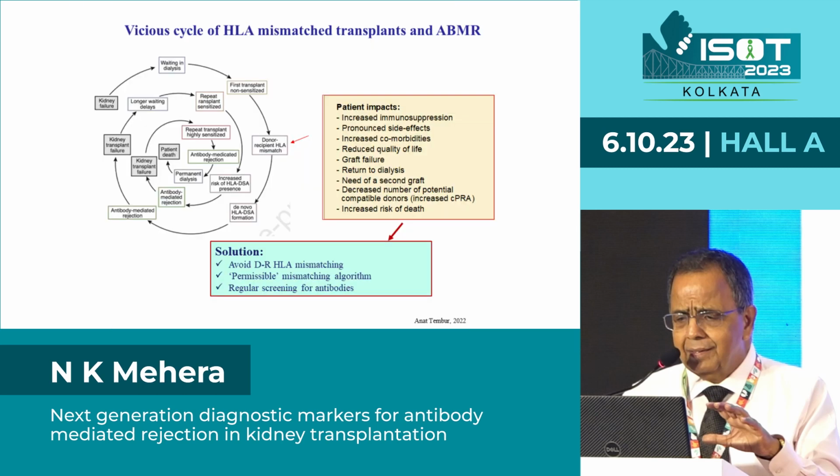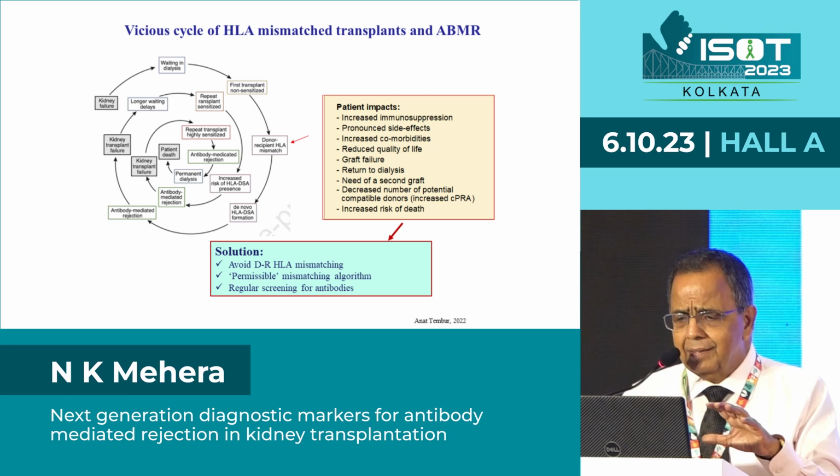And you've seen this vicious cycle of HLA mismatch transplants and ABMR. Here is a kidney transplant failure case. Waiting on dialysis, first transplant, the patient is non-sensitized, you give him a mismatch transplant, there is de novo development of antibodies post-transplant, AMR, kidney transplant failure, and he comes back to dialysis. Second transplant, he gets sensitized, again AMR, kidney failure, and the third transplant, and the patient dies. This is a vicious circle that we have.